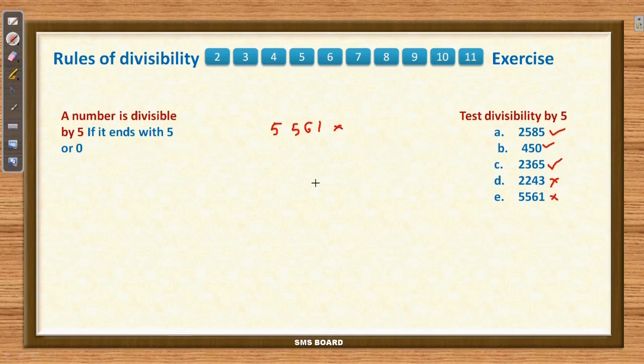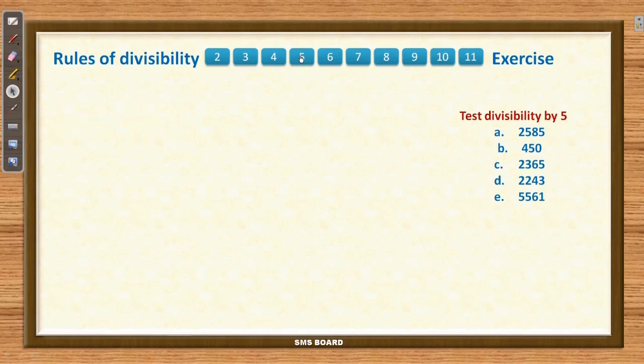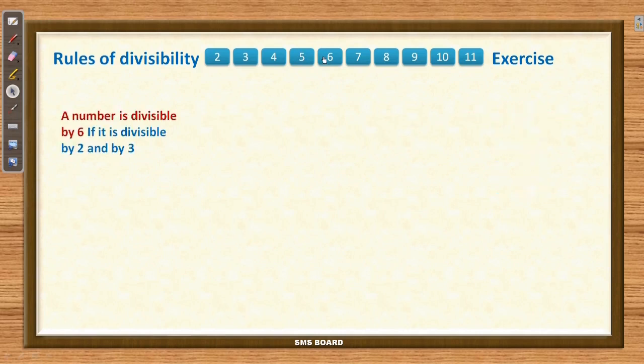So now we will check divisibility problems by 6. We have already seen the divisibility test by 5. Now we will learn the divisibility test by 6. First of all, you understand the rule. A number is divisible by 6 if it is divisible by 2 and by 3. So let us discuss some problems in the exercise.